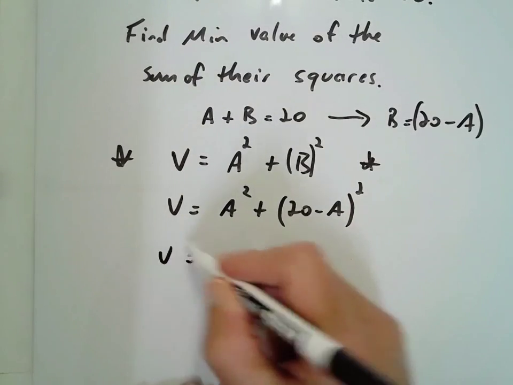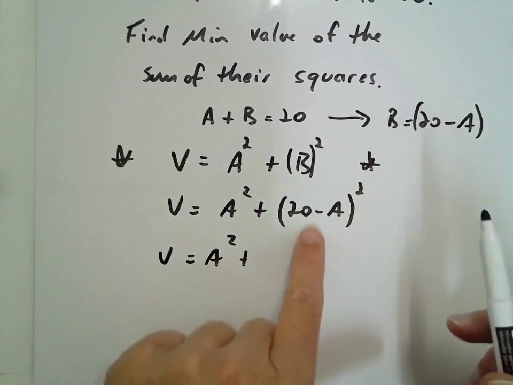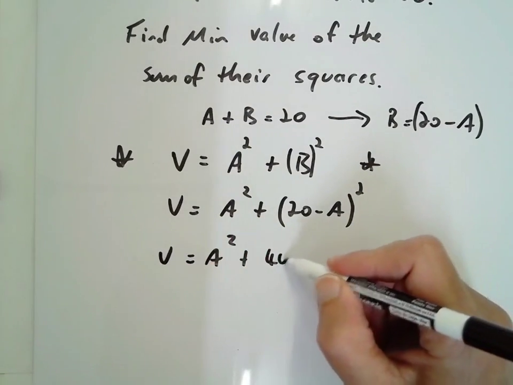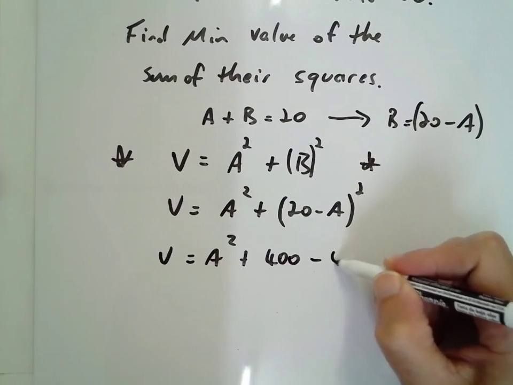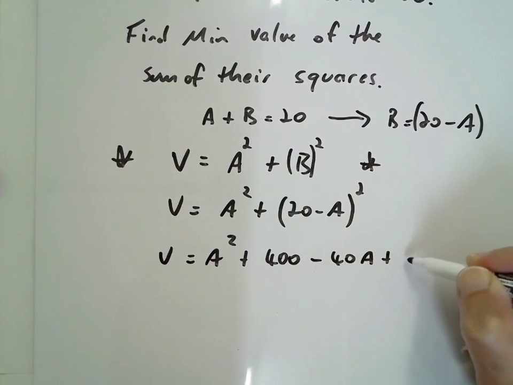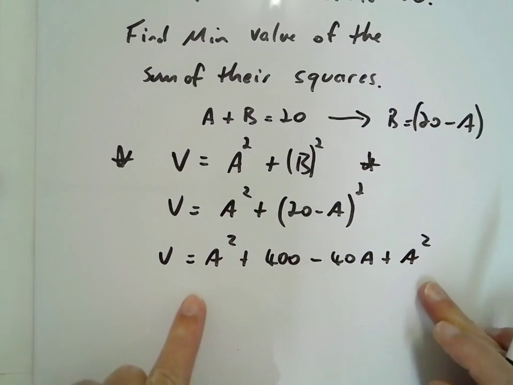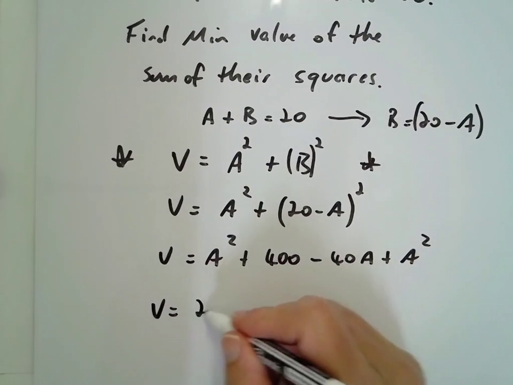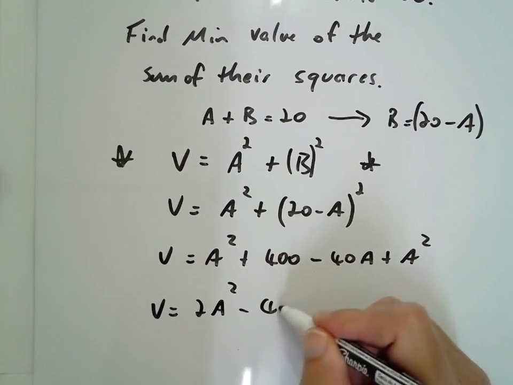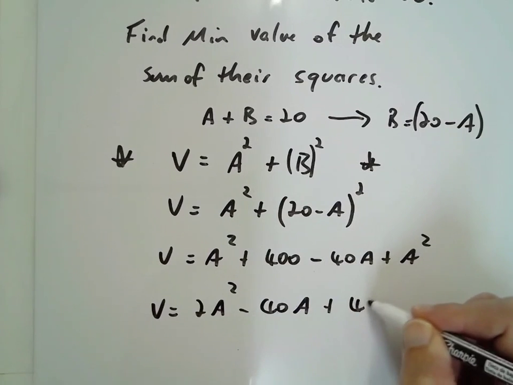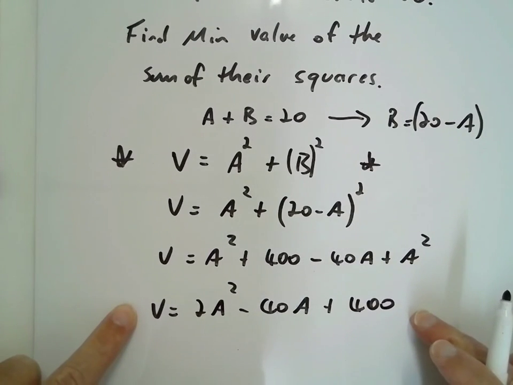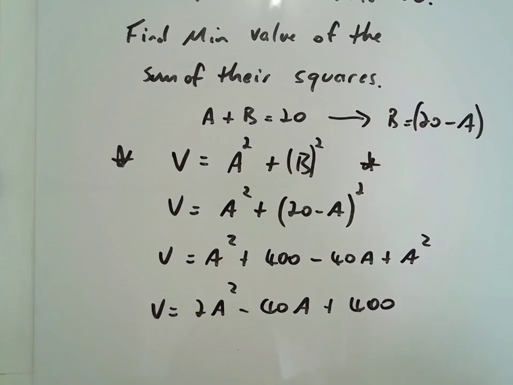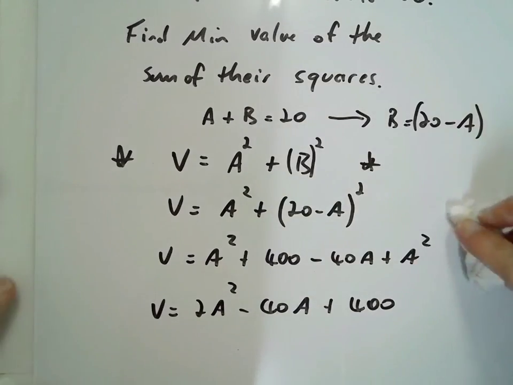We love algebra, don't we? We know our patterns, so that's going to be, because this is a plus, I'm just going to drop my bracket straight out. 400 minus 40a plus a squared. Let's combine this into 2a squared minus 40a plus 400. Because I'm running out of room, that is the function.